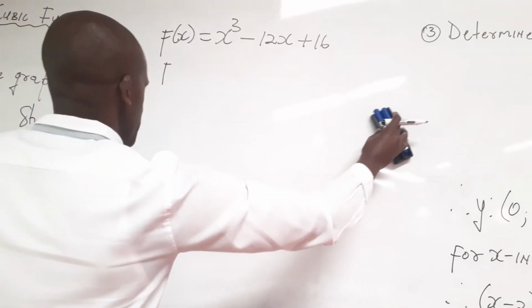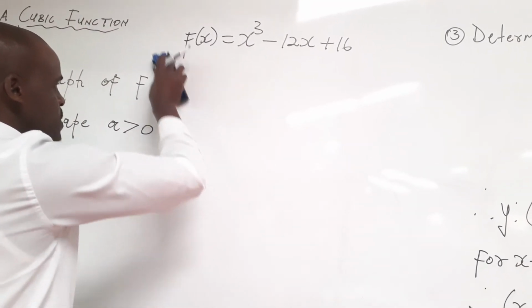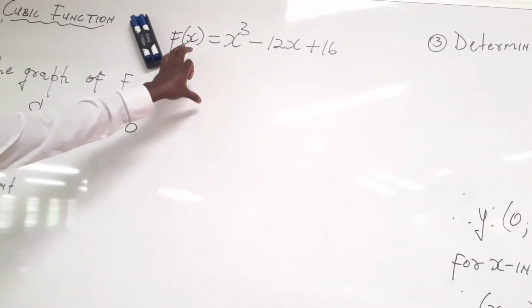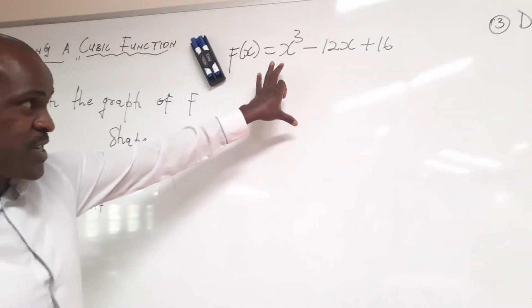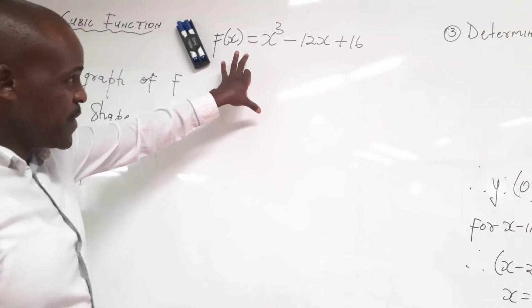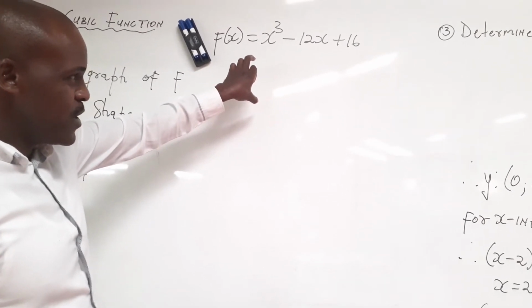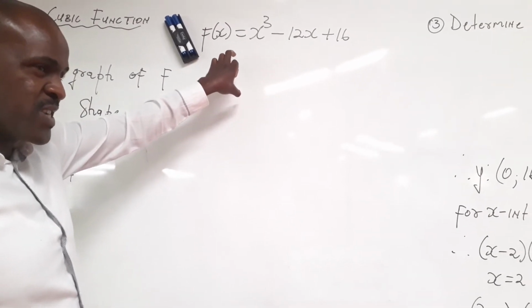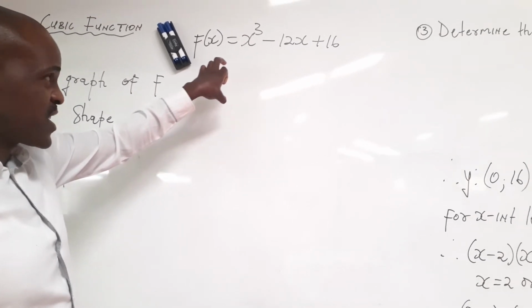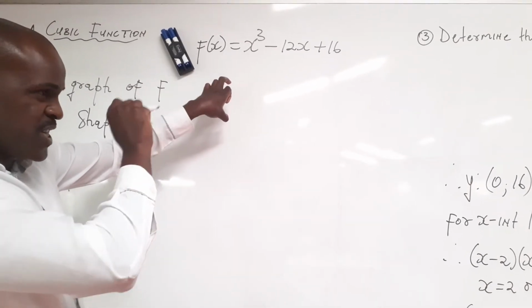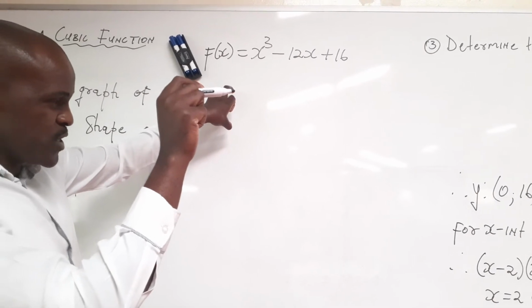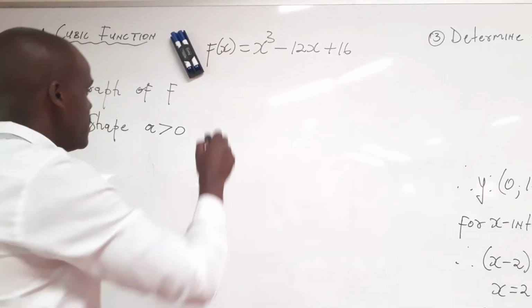For the stationary point, we will have to derive this function. And then after, we'll let the derivative be 0. Remember that the derivative is a gradient. So the gradient of a function at a stationary point is equal to 0. Let's derive.